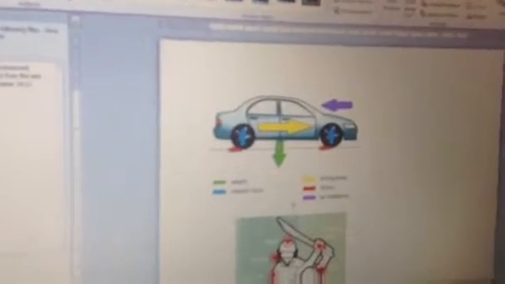So the first thing we do is forces. There is air resistance. There's forward force. There's drag or air resistance. There's friction, and there's the reaction force and gravity pulling the car down.